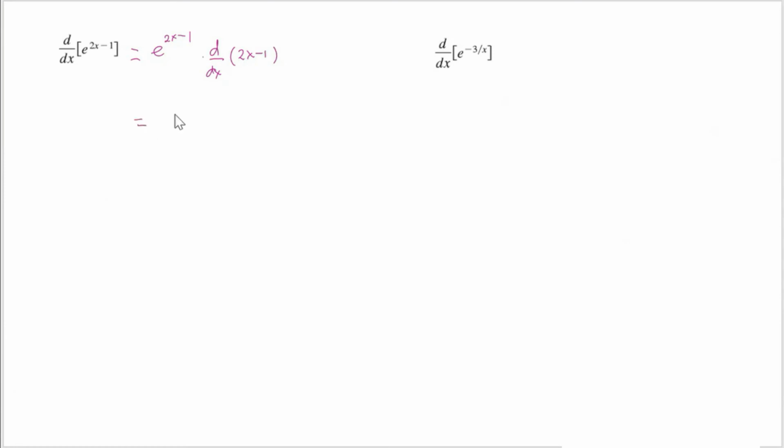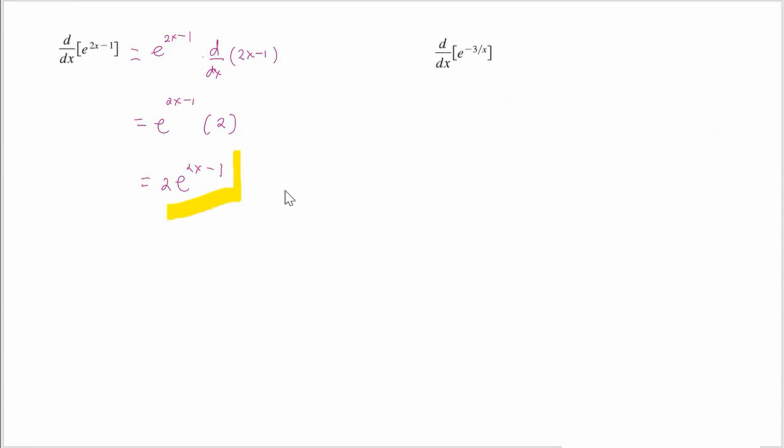So simplifying that one, we can write now e raised to 2x minus 1 times the derivative of the exponent, which is 2x minus 1, is just equal to 2. Therefore, the derivative of that gives us the product of 2e raised to 2x minus 1. So that's the derivative for that.